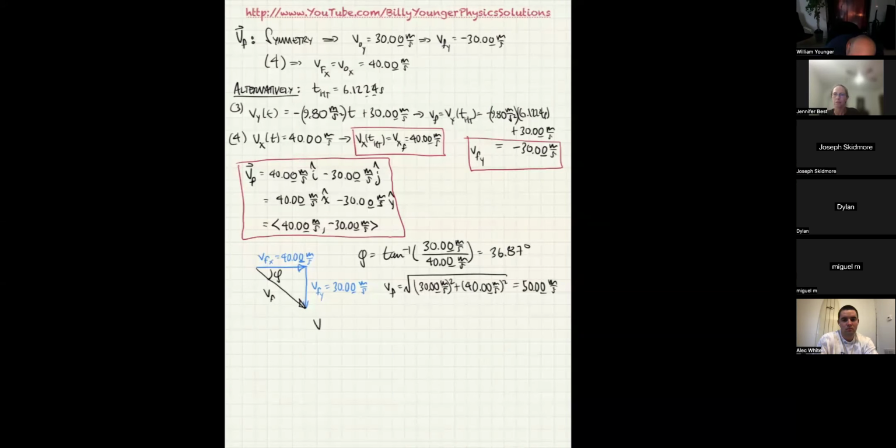So we'd finally say that VF is equal to 50.0 meters per second at, notice this phi is measured clockwise down from the positive x-axis. So I can just write that as negative 36.87 degrees. And we now have that answer.